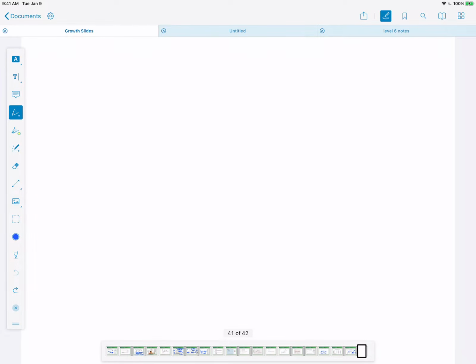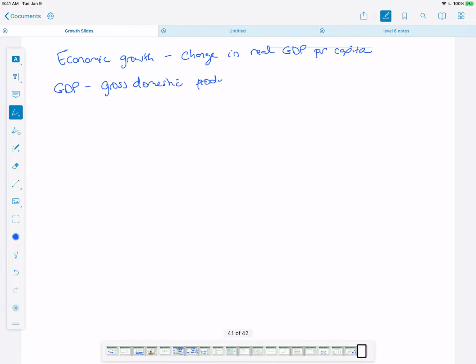For the last couple levels, we've been looking at measuring economic growth. So let's just do a little bit of a recap. Economic growth is the change in real GDP per capita. We've talked in the previous levels about how we measured GDP, and of course GDP being gross domestic product.